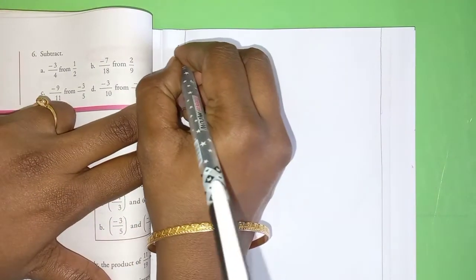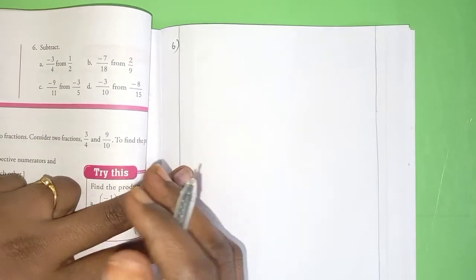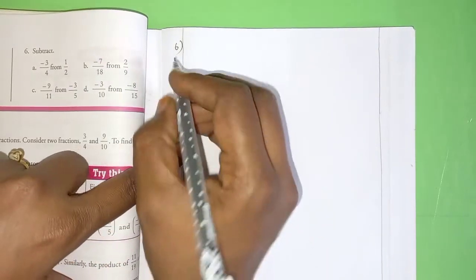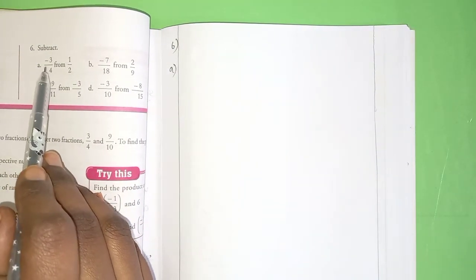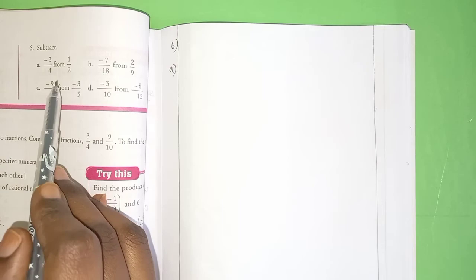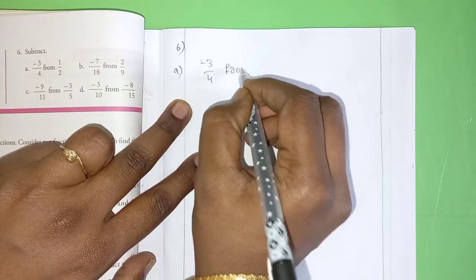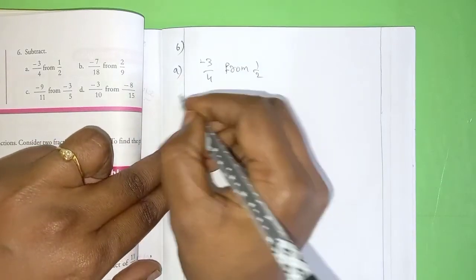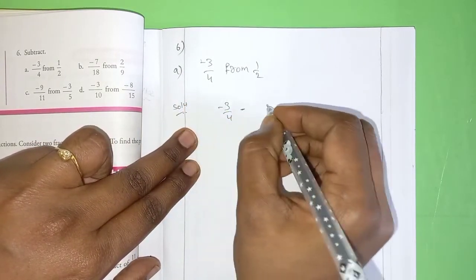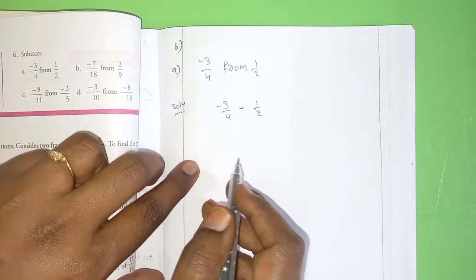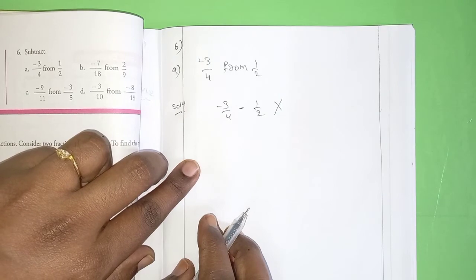In this exercise, whatever questions I left, you have to do them in the maths HW. A: subtract minus 3 by 4 from 1 by 2. So how to do this? Minus 3 by 4 minus 1 by 2. Will you write like this? No, if you write like this, you will get a wrong answer.